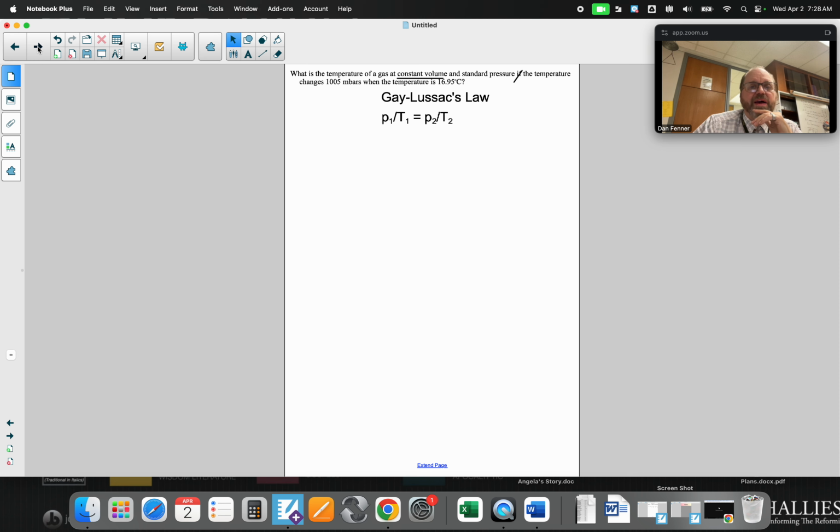So let's start our values. Standard pressure. Okay, what's standard pressure? Well, we're looking at millibars. So standard pressure in millibars, if you go back to yesterday, that long list there, is 1,013 millibars. Temperature is unknown. What is the temperature? We're looking for that. After the if, pressure is 1,005 millibars, and the temperature is 16.95 degrees Celsius.